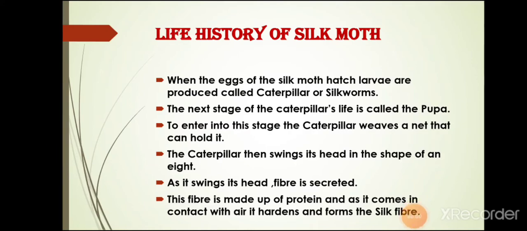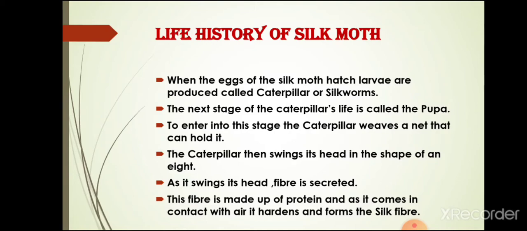Our next topic is the life history of silk moth, or we can say the life cycle of silkworm. The female silk moth lays 300 to 400 eggs in clusters on mulberry leaves. When the eggs of silk moth hatch, larvae are produced called caterpillar or silkworm.